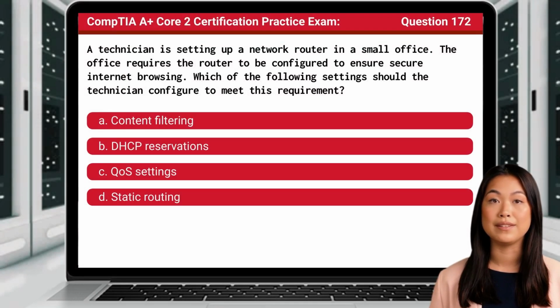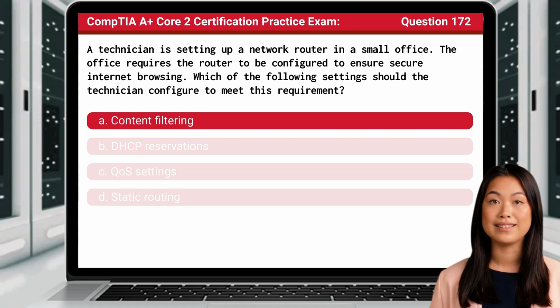Question 172. A technician is setting up a network router in a small office. The office requires the router to be configured to ensure secure internet browsing. Which of the following settings should the technician configure to meet this requirement? The answer is A.